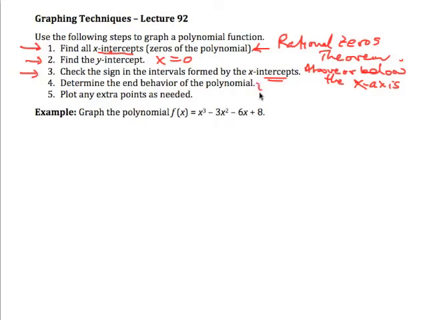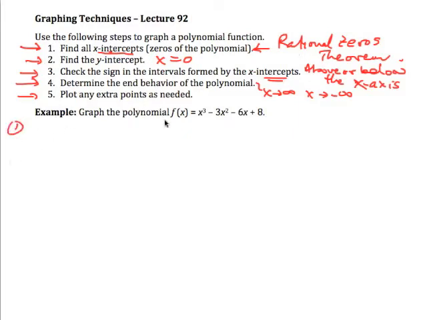Okay, and then we're going to do the end behavior. Of course, what happens when x approaches infinity and x approaches negative infinity. That will depend upon what the leading term is, its degree, and whether a is positive or negative. And then plot any extra points as needed. Okay, so let's start with number 1.